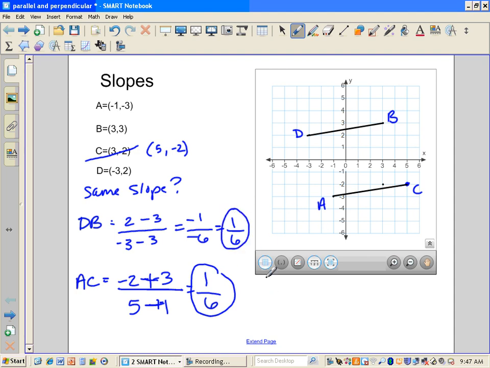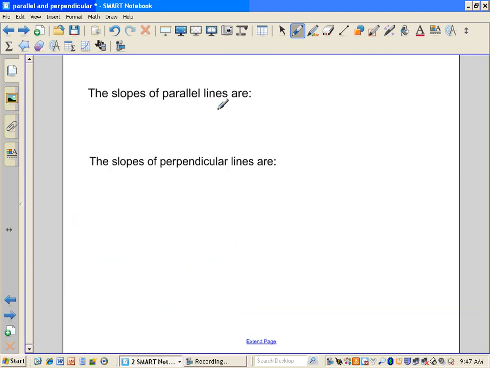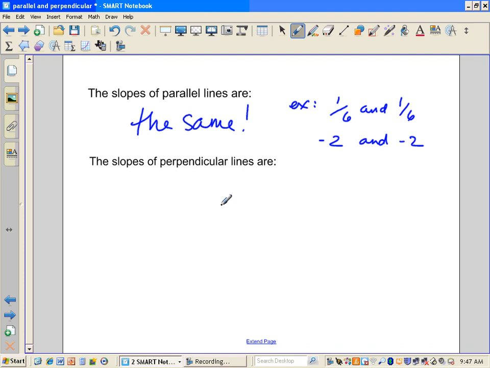And in fact, when two lines have the same slope, that means that the lines are parallel. Remember, parallel means they will never intersect. So, if we jump to the next situation here, it says the slopes of parallel lines are the same. Exactly the same. So, for example, we had 1/6 and 1/6, or you could say negative 2 and negative 2. These are exactly the same.